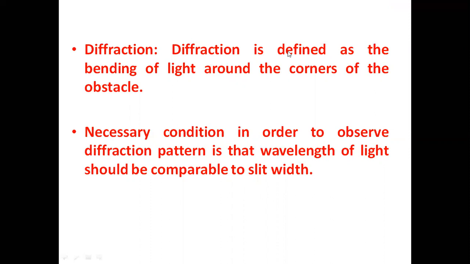Now we know that the wavelength of visible light is of the order of 4000 Angstrom to 7000 Angstrom. If I take the mean, then the mean is 5500 Angstrom. It means our slit width should be of the order of 5500 Angstrom. Now this value is very small. 5500 Angstrom means 5500 into 10 raised to power minus 10 meter. Such slits are not available to us in our day-to-day life, so we can't observe a diffraction pattern in our day-to-day life.